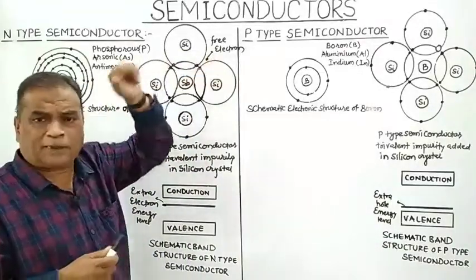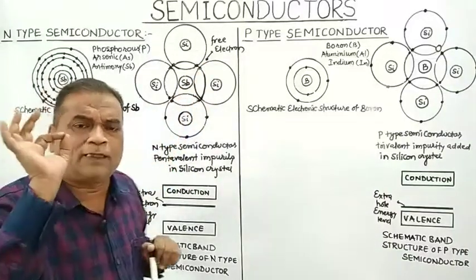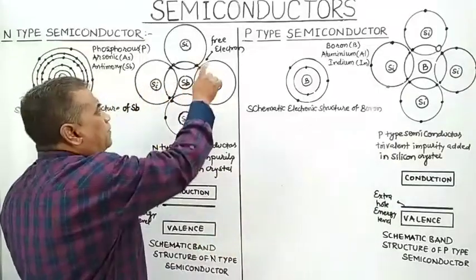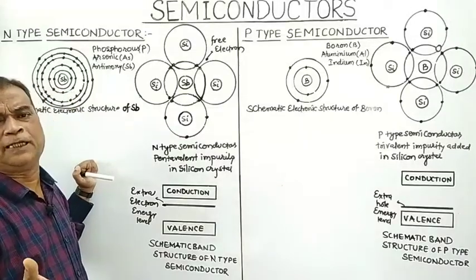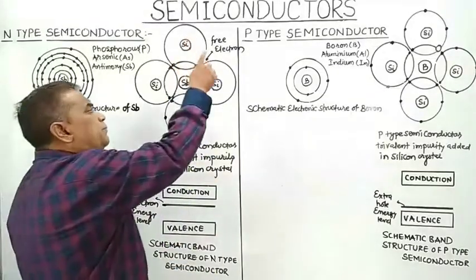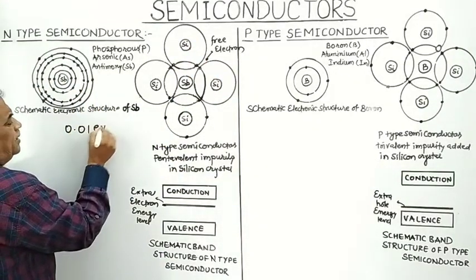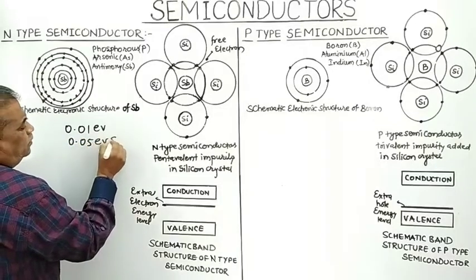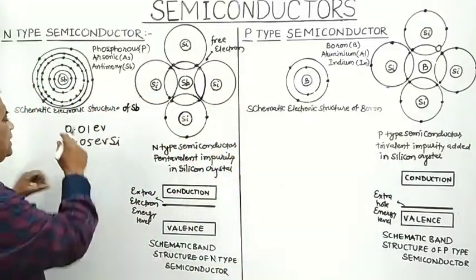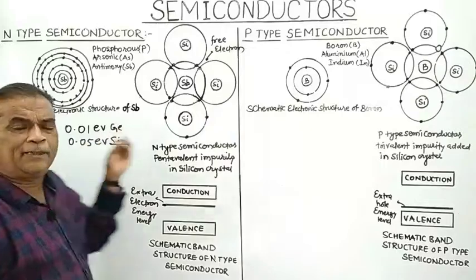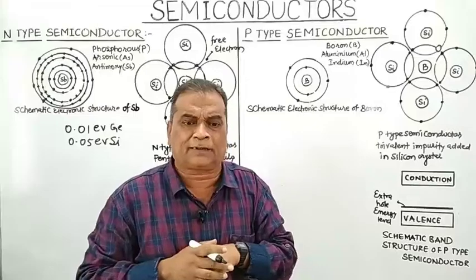So that 5th valence electron of antimony is loosely bound with the nucleus of antimony, and this 5th valence electron can be made free for conduction of electricity, provided that it is given a very small amount of energy. It may be 0.05 electron volt when antimony is added to what? A silicon crystal, or it may be 0.01 electron volt when antimony is added to what? A pure germanium crystal.